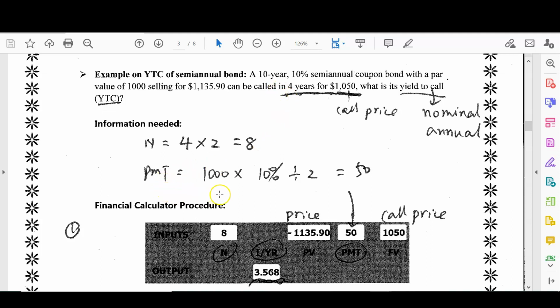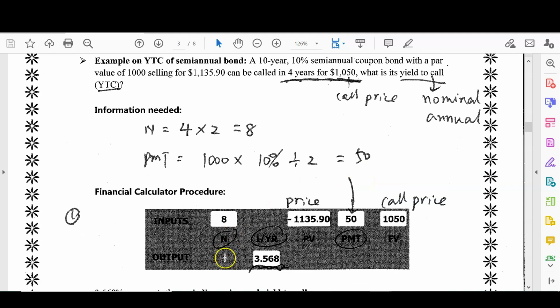For payment, we need to input 1,000 par value multiplied by 10%, the nominal annual coupon rate, divided by 2, so we know it's $50 twice a year. The semi-annual coupon payment is still the same, no matter when you call back the bond. And we input N as the dates to call, 8 half years.